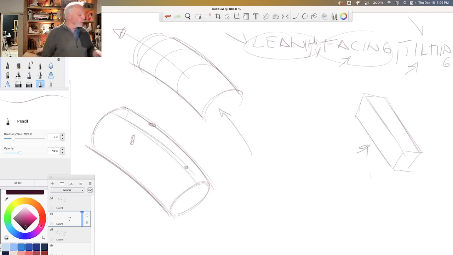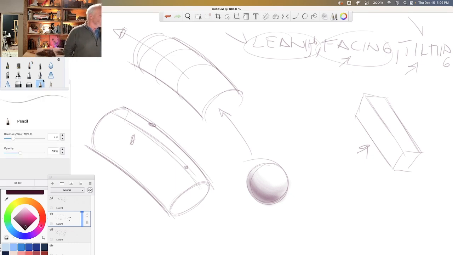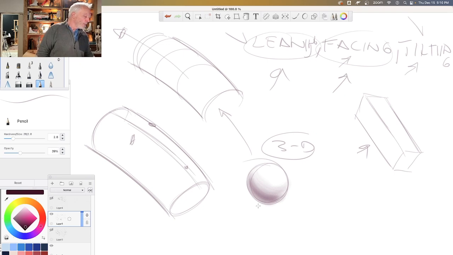And so look what happens. If I draw a perfect sphere and do an amazing job, and I'm not going to do an amazing job here, but if I do an amazing job of rendering this, you still have no idea whether it's leaning, how it's leaning, facing, or tilting. Even though it has a ton of form, a ton of mass, it's rendered three-dimensionally, we're not sure of its real positions in space until we put it on a tabletop.